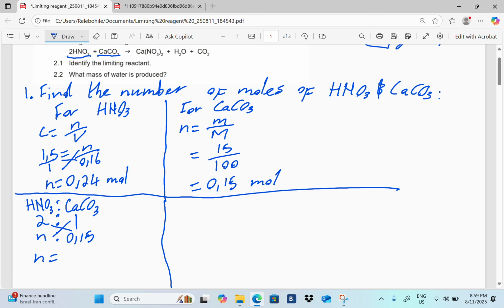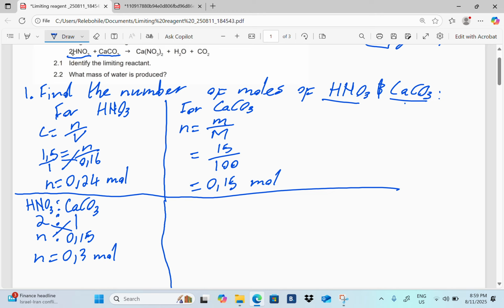0.30. Let me just confirm. 2 times 0.15 is 0.3. So my answer here will be 0.3 more. Remember that here I'm looking for the number of moles of these two substances using what? Ratios. Where am I getting these ratios? From the coefficients of these two substances. That's why it's important for me to balance my equation correctly.